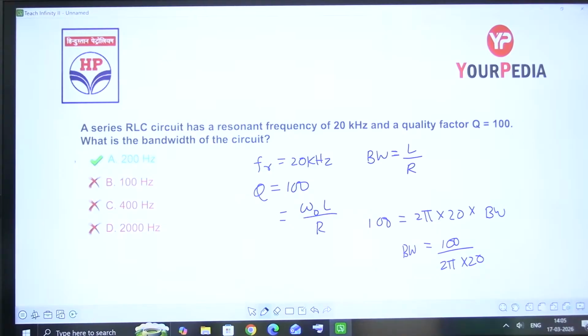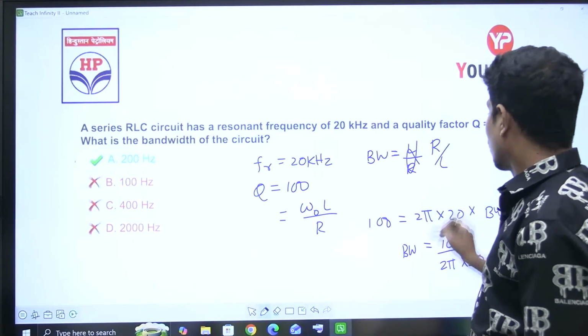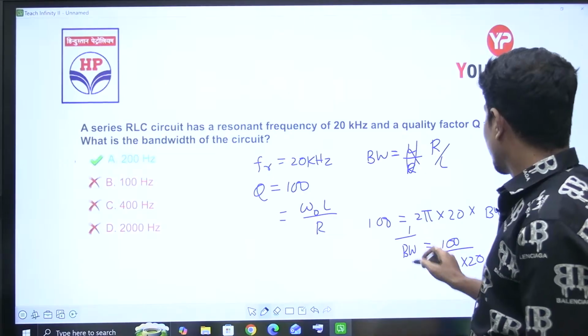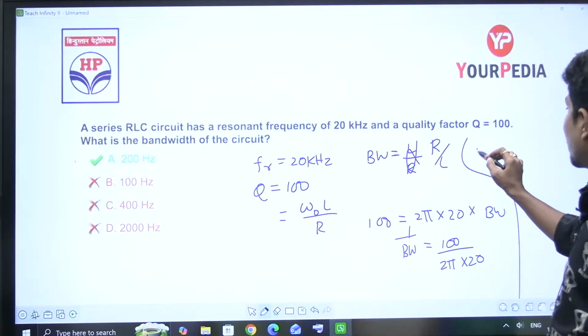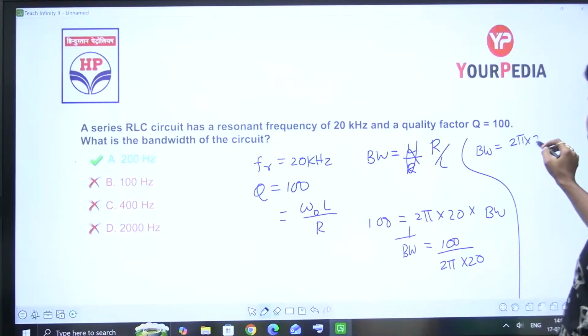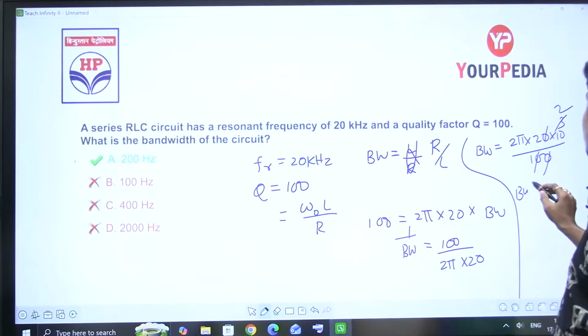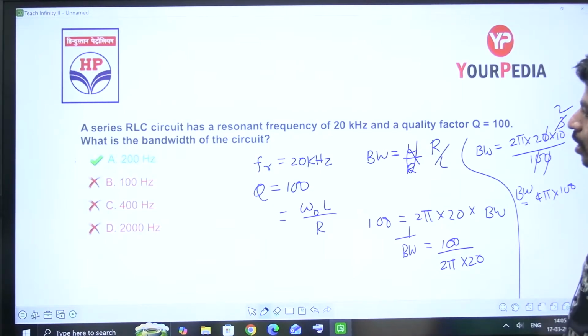Actual bandwidth is R by L, please. R by L, sorry, not L by R. Now, this is 1 by bandwidth. Now, what is bandwidth? So, bandwidth is equal to 2 pi into 20 kilohertz into 10 cube divided by 100. Zeros cancel. So, bandwidth is equal to 4 pi into 100. But in options, it is not there.